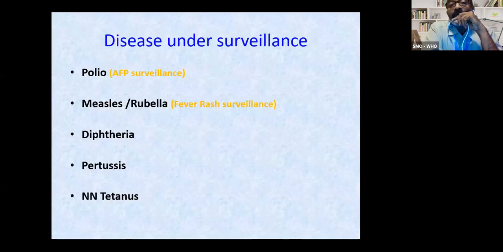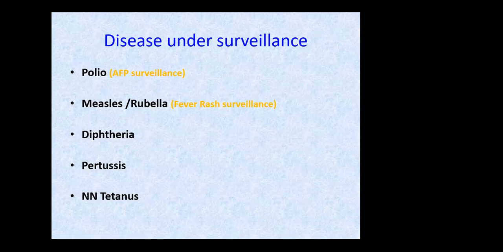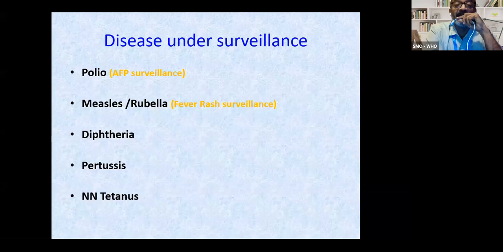So in this background, surveillance becomes very important. Immunization we should concentrate on, and at the same time, with the same importance, we should pursue surveillance also. At present, we have five diseases coming under the VPD surveillance. The first and the most important is for polio, that is AFP surveillance. Then for measles rubella, earlier it was MR surveillance, now it is fever rash surveillance. Then for diphtheria, pertussis, and neonatal tetanus.